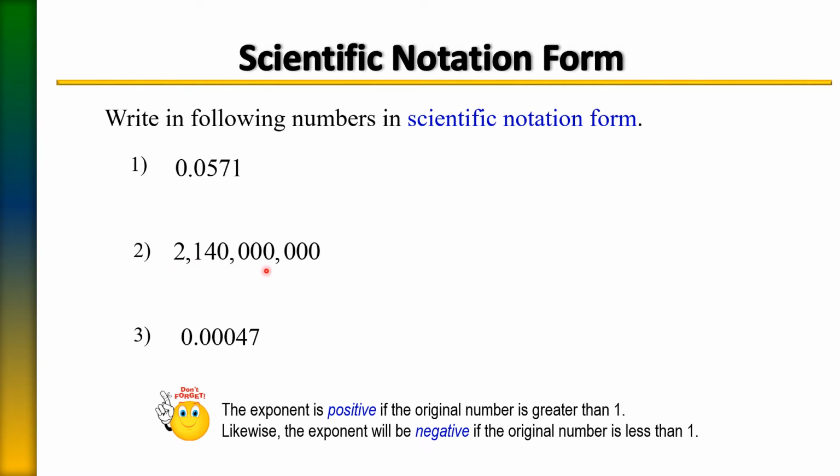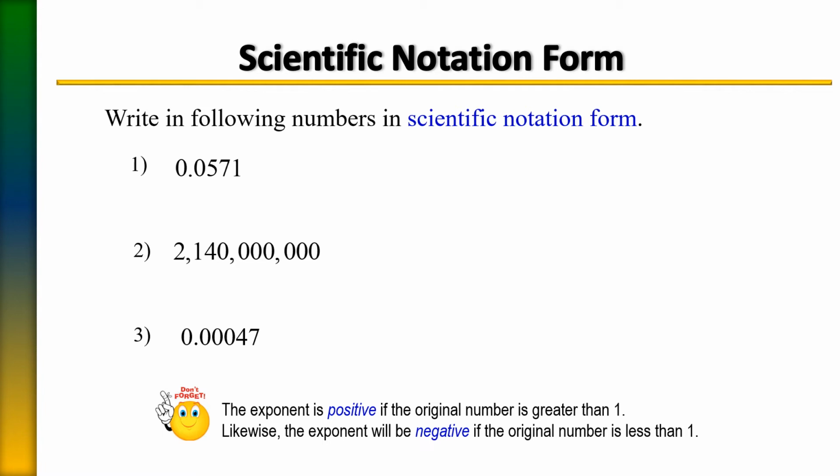If your original number is greater than 1, it doesn't matter how great it is, as long as it's greater than 1, then your 10 base is going to have a positive power. All numbers less than 1, micro numbers, will have a negative power on the 10 base. So let's go ahead and get started with our first one.